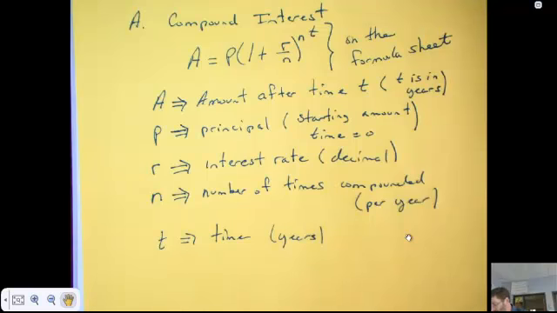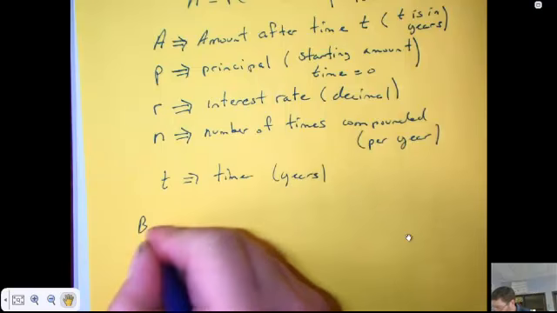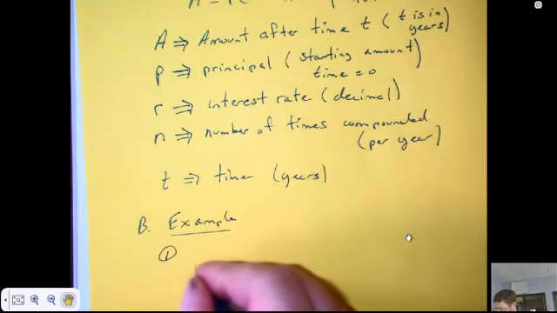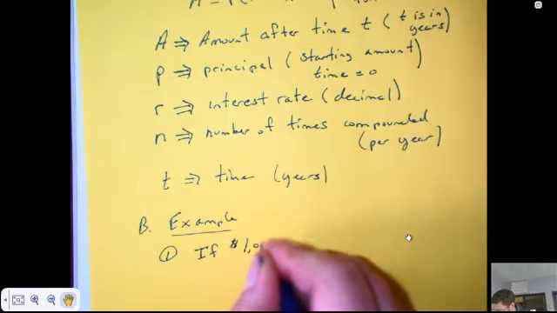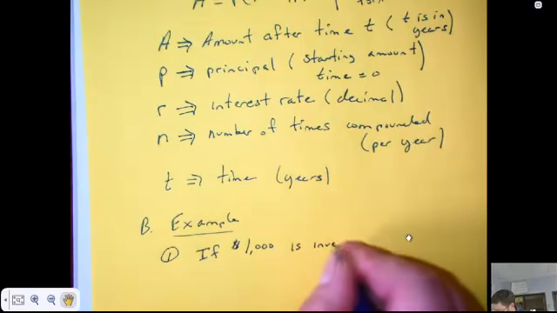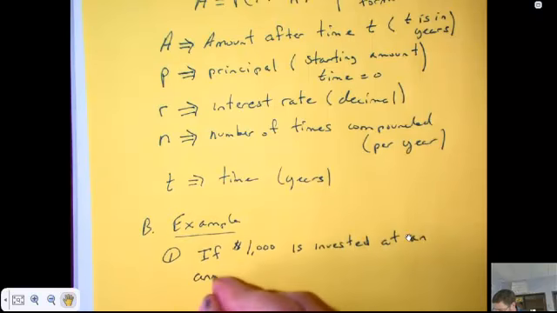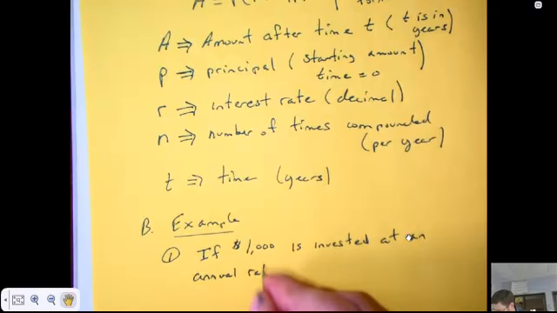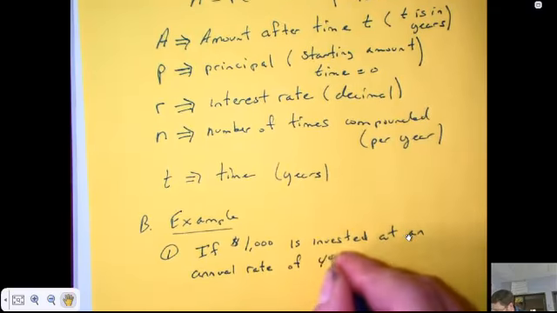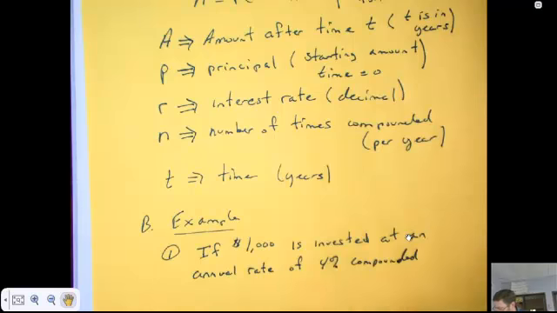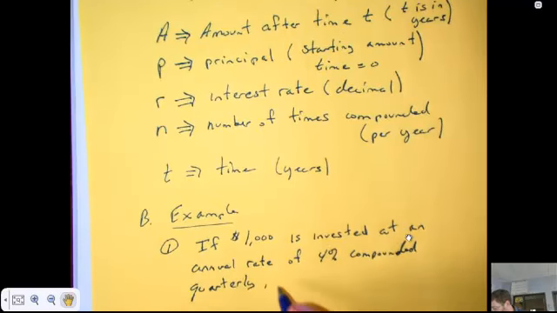Let me squeeze one quick example in and we'll stop for today. So $1,000 is invested at an annual rate of 4%, compounded quarterly. How much is in the account after 10 years?